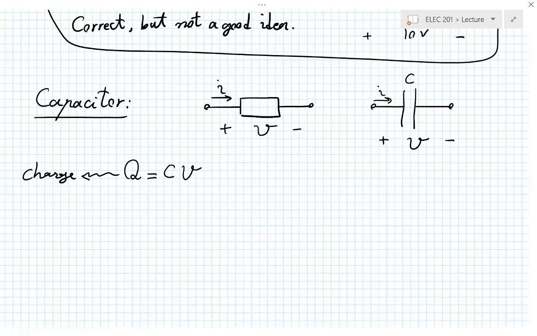So the question is, from this, can I obtain a relationship between I and V? Starting from the relationship between Q and V, can I obtain a relationship between I and V? You want to? Yeah? Yeah, and that's it. You take the derivative.